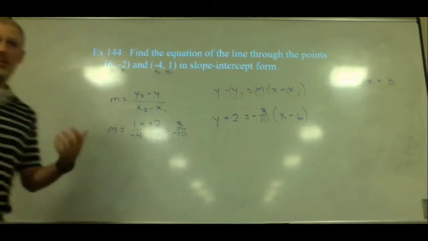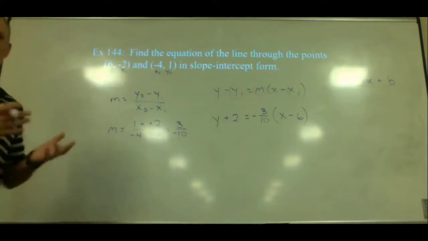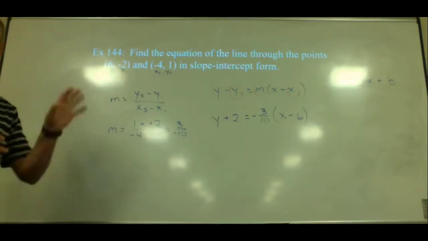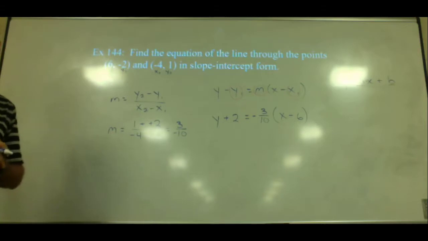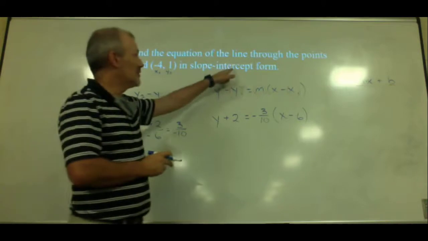So that's point slope form. We're only going to do one of them. We only need to do one of them. I just did that to show you that you could do either one of them. And then what do we need to do to convert this into slope intercept form?